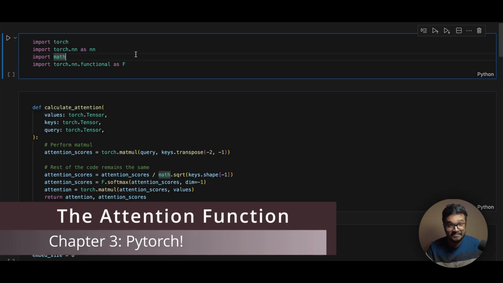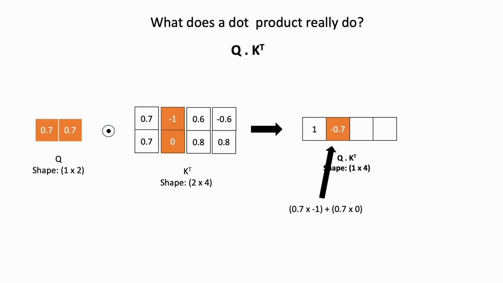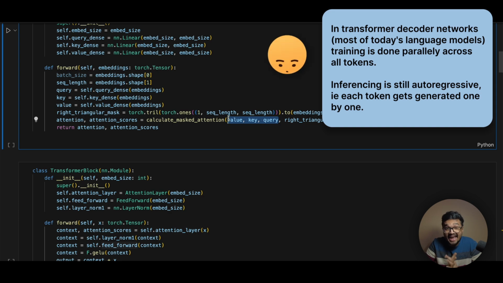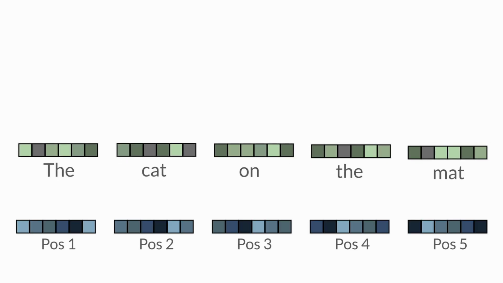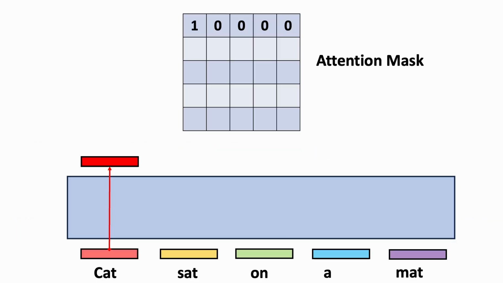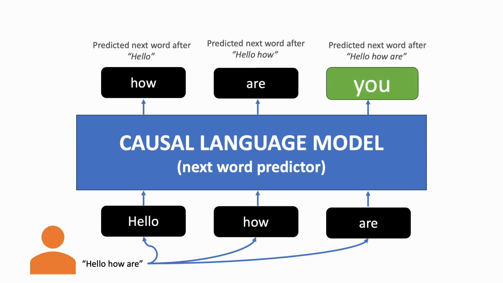build a language model on your own, from cosine similarities to attention scores to context vectors to transformer blocks to causal mask attention and training on the task of next word prediction.